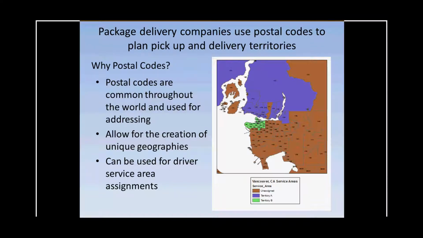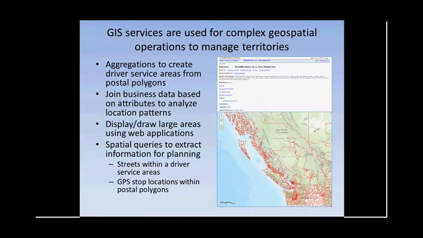They allow for unique creations of geographies, and service areas can be assigned based upon these that link back to the addresses. So GIS services are used for complex geospatial operations to manage these service areas. Aggregations are used to create the service areas from the postal polygons. Business data is also joined to these postal polygons and service areas to do analysis of location patterns.